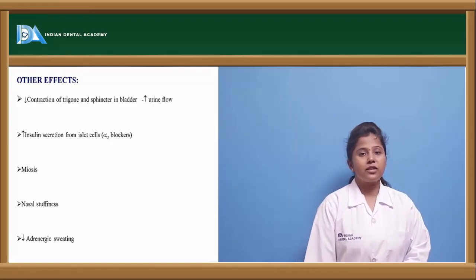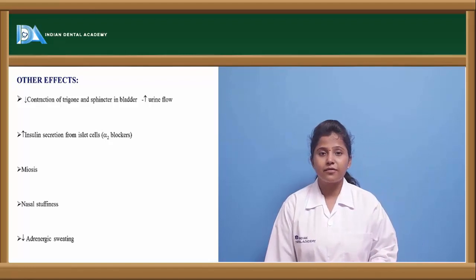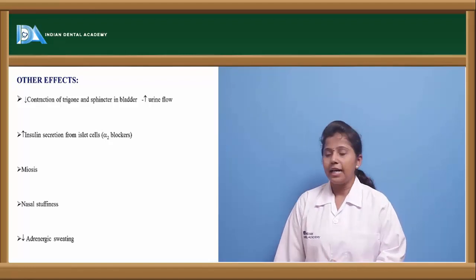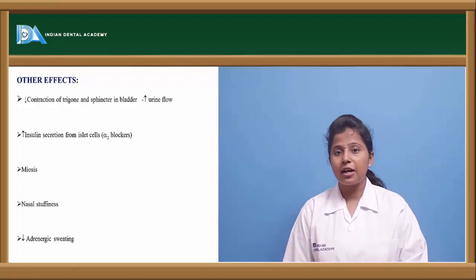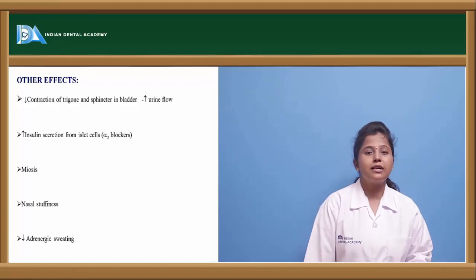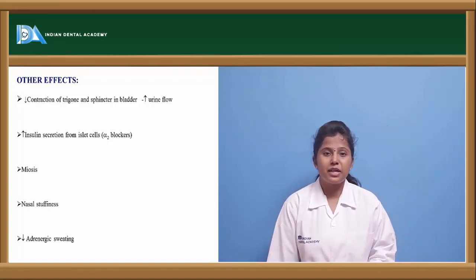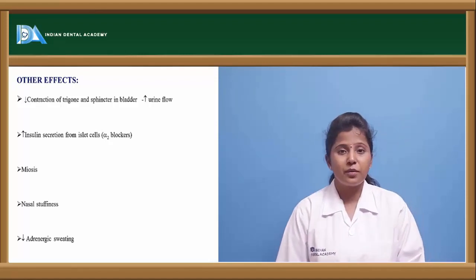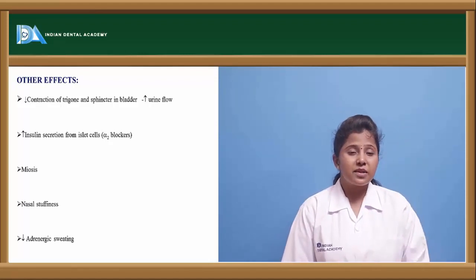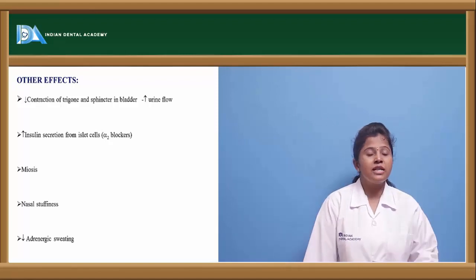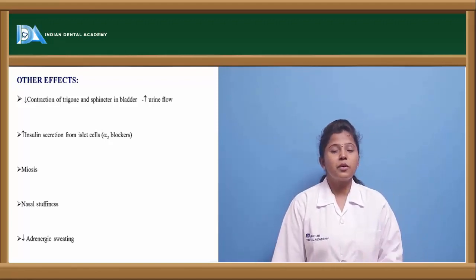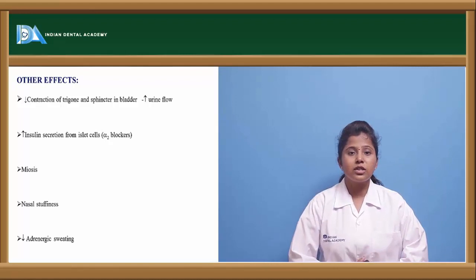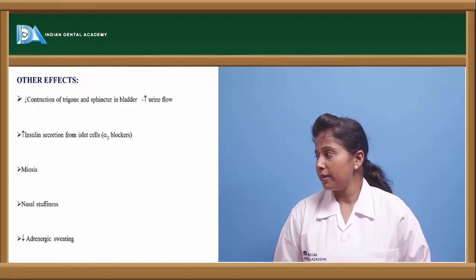And it also causes miosis. I told you miosis is excessive constriction of the pupil of the eye. It causes nasal stuffiness or nasal congestion, and it causes decreased adrenergic sweating. There will be decreased sweating, which is not good for the person, because the toxins present in the body will come out in the form of sweat or urine. So if a person won't sweat properly, then the toxins won't come out of his body properly.